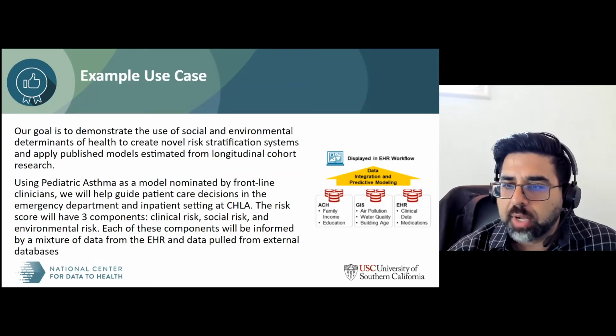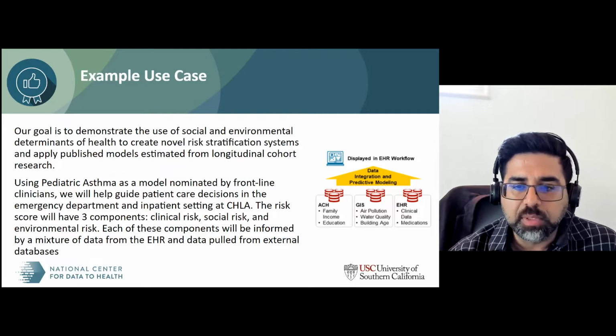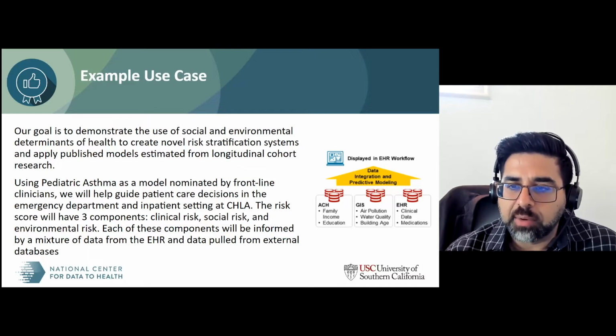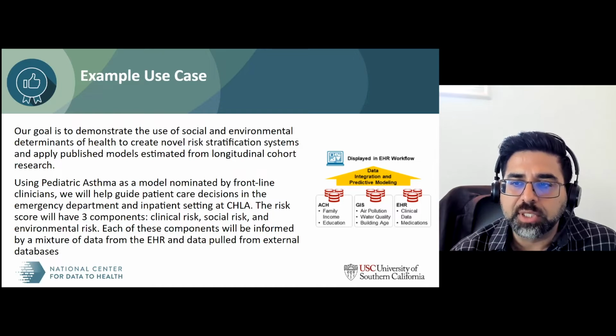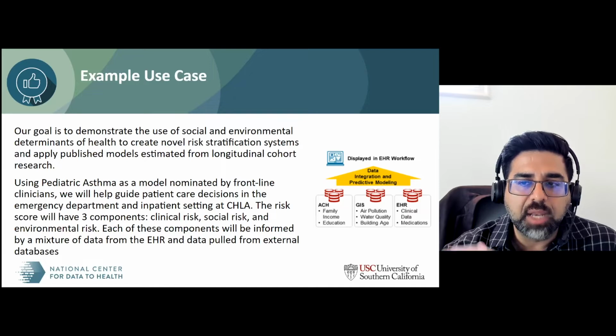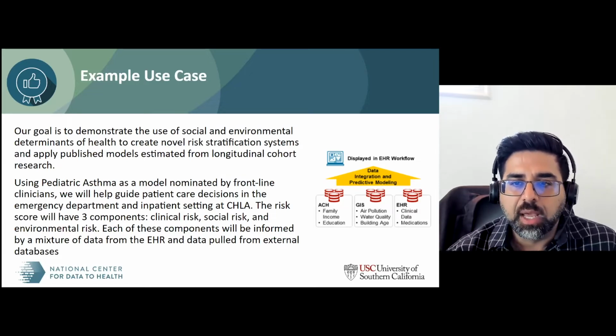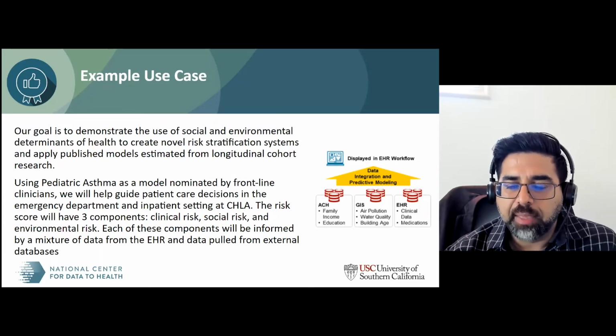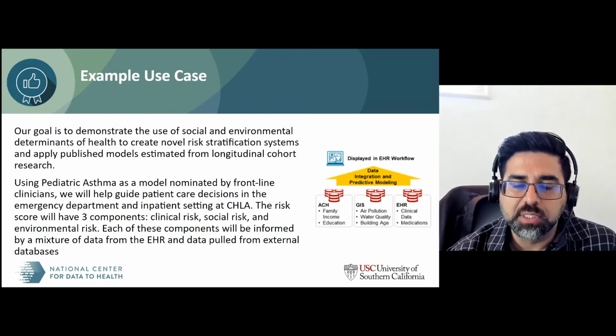Okay. So we have a co-director of mine in the CTSI, Dr. Juan Espinoza, who is leading up this effort at CHLA. He's a clinician at CHLA. And our goal there is to demonstrate the use of social and environmental determinants of health, where we create a novel risk stratification system. And we can publish these models from looking at data from a longitudinal cohort, and then apply that to help guide decision-making in the specific cohort that we've chosen here, which is for pediatric asthma.